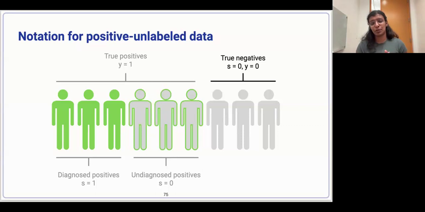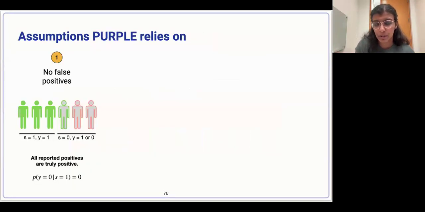And finally, for a subset of the patients with no diagnosis, they truly don't experience IPV. And so for these patients, S is equal to 0 and Y is equal to 0. And this is standard notation in positive unlabeled learning. So what PURPLE does is it relies on 3 assumptions to estimate the relative prevalence.